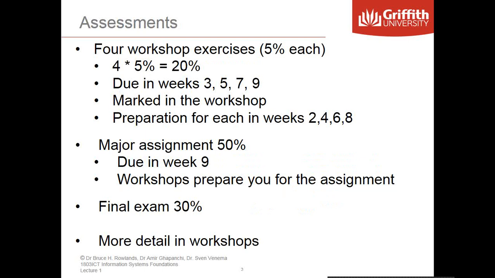And we talked about the assessments already. There's 4 workshop exercises, 5% each, so 20% total. They're due in weeks 3, 5, 7, and 9. They're marked in the workshop, so you must attend your workshop. And the preparation for those is done the week before, so weeks 2, 4, 6, and 8. So as long as you follow that preparation, you'll be well prepared for the actual assessment part. The major assignment is 50% due in week 9. The workshops prepare you for the assignment. Final exam is 30%. And then in the workshops, we'll talk through the actual process for these things.